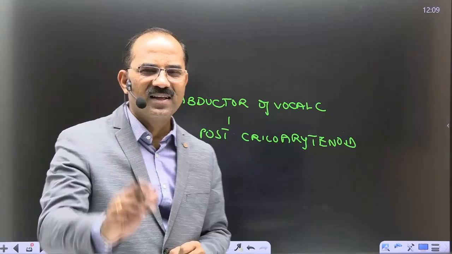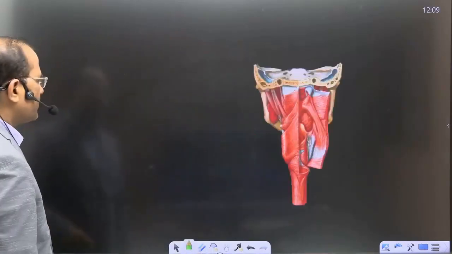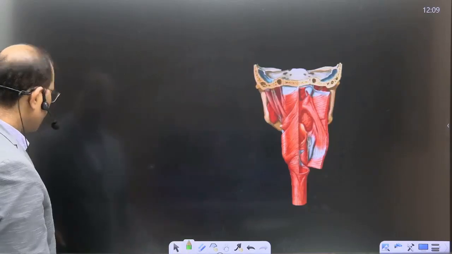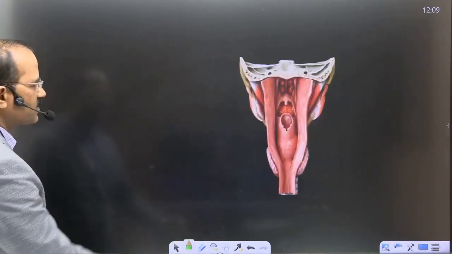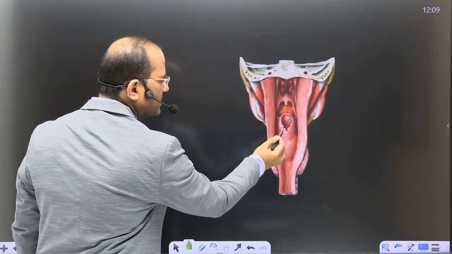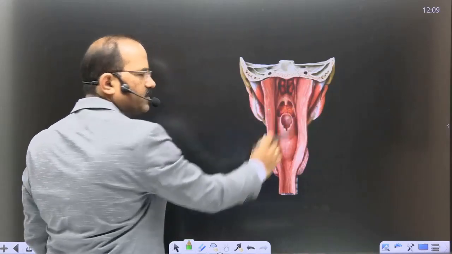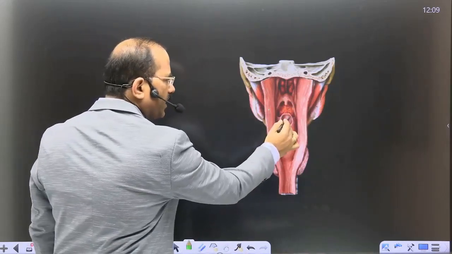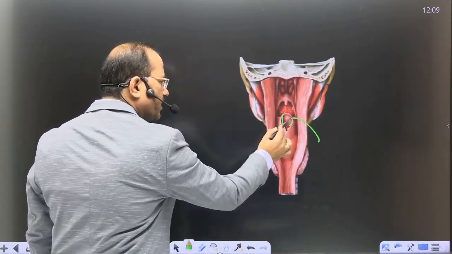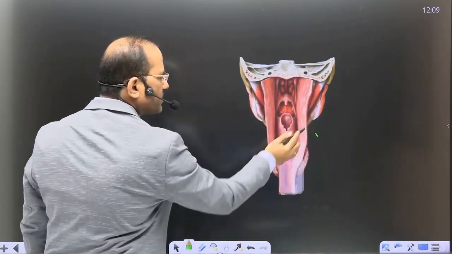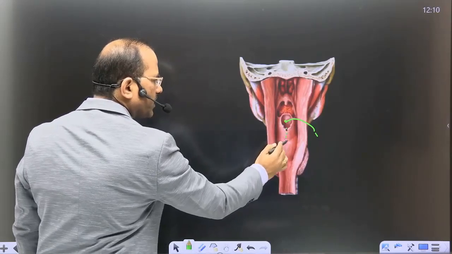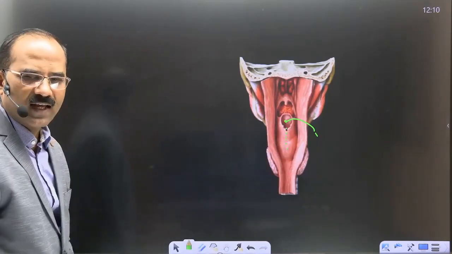Perfect, students? Okay, just have a look at the slides now. We have seen this slide in the earlier lectures. This is the larynx. Now that's the pharynx. If I close this, the larynx is inside the pharynx. These are the aryepiglottic folds. And if we go inside these aryepiglottic folds, we go inside the larynx.